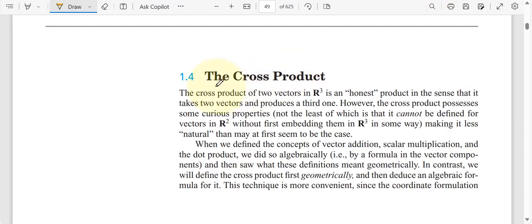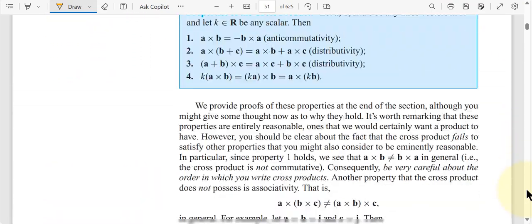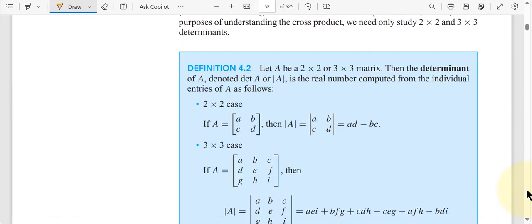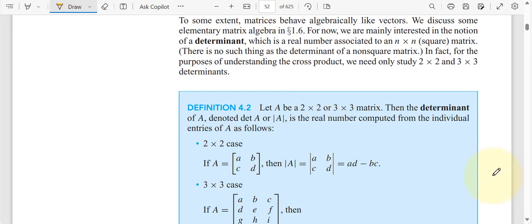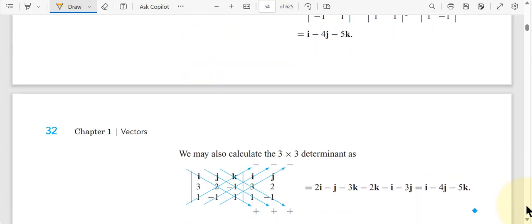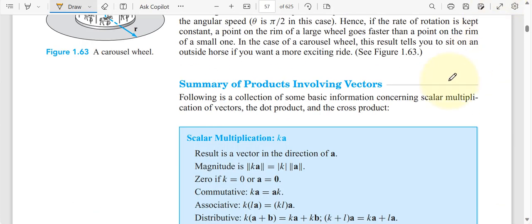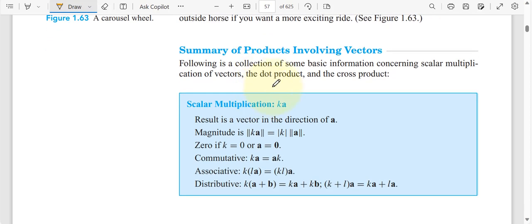Okay, this section, we're not going to cover the cross product. I don't think we need that. In this section, they also cover matrices and determinants of matrices. Maybe we'll talk about that later, but we don't need it right now. And then at the end of this section, they have a kind of summary of products involving vectors.